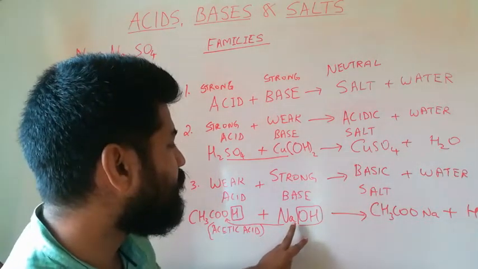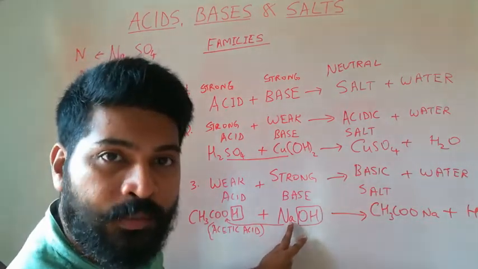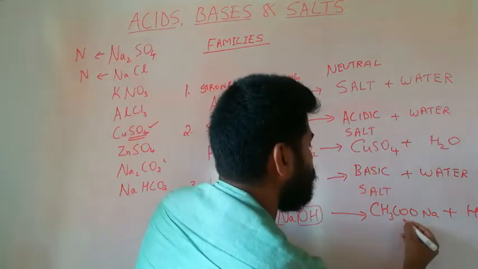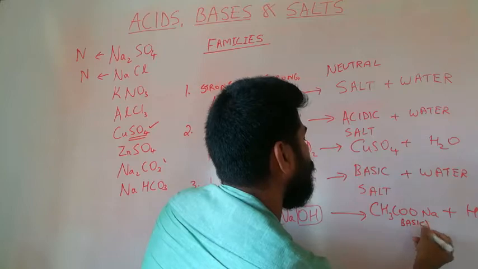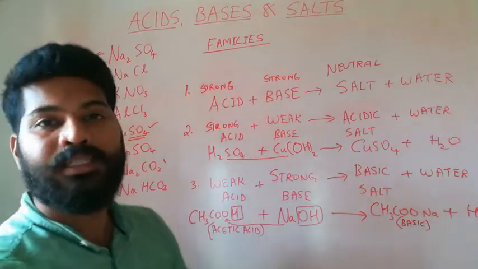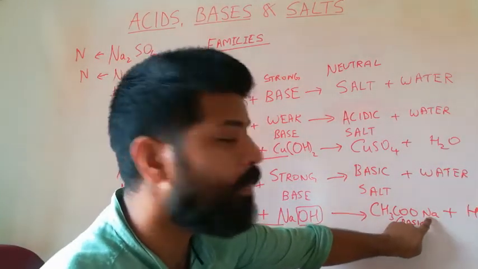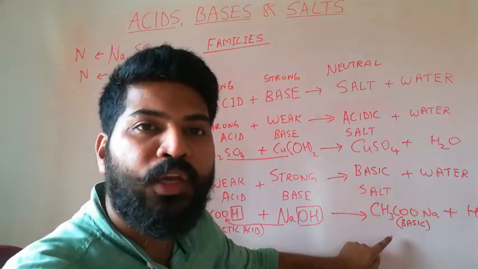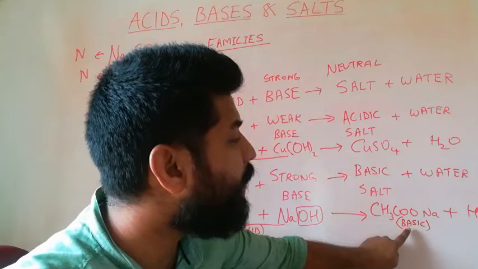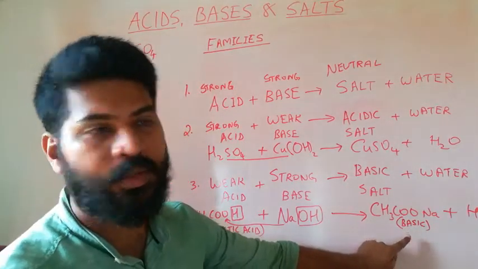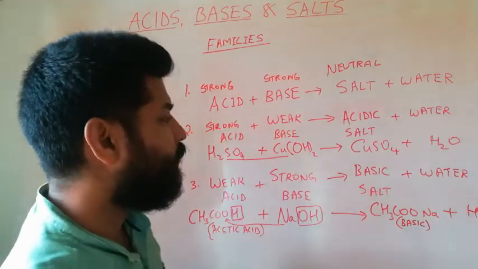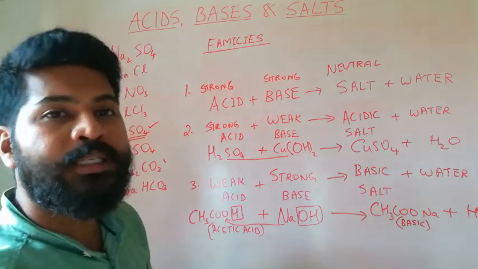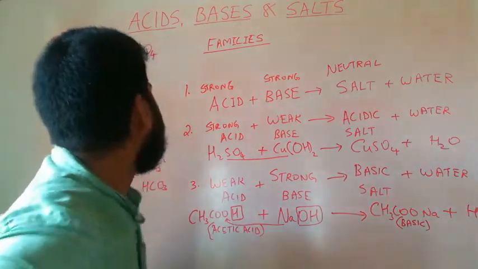Because in this case the base is very strong and the acetic acid is a weak acid, this will have pH more than 7. So that is sodium acetate or sodium ethanoate. That is a basic salt. Like this we can figure out the acids and bases of various salts. Let us quickly do that.